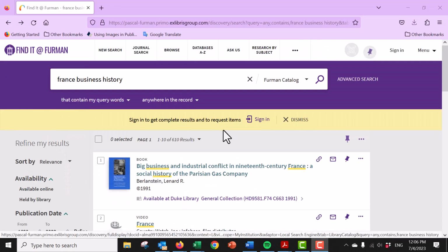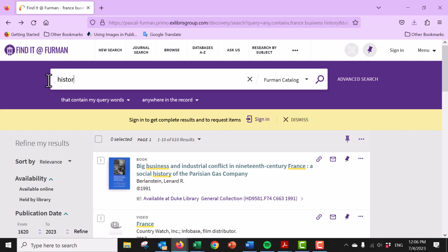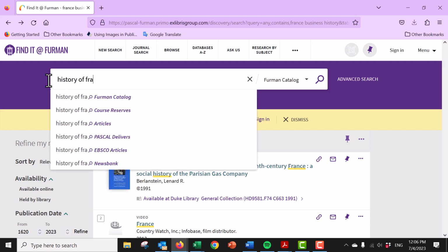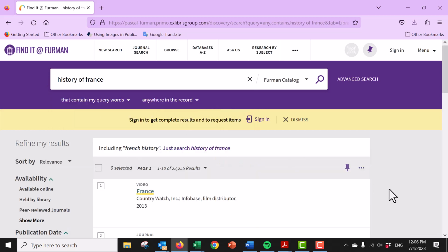The best way to solve the problem of not being able to find anything is to either narrow or broaden the search term that you're using. Let's go back to our catalog for an example. Let's say we're getting too many specific results here, we're not sure how to proceed. What if instead of searching for France business history, we just looked for a general history of France? So I'll put in history of France, and we'll see what comes back.